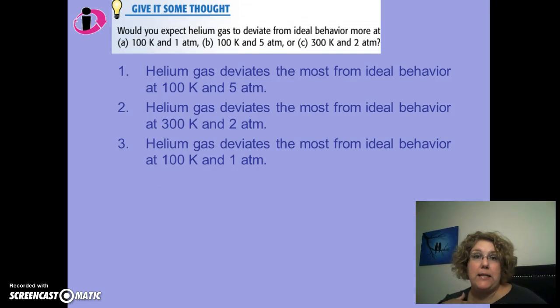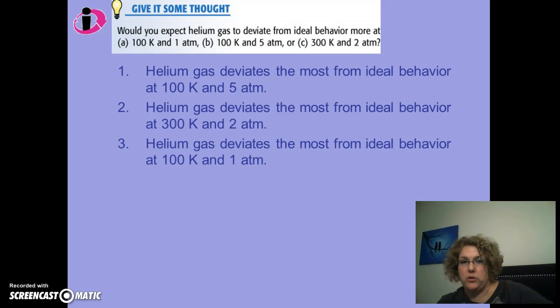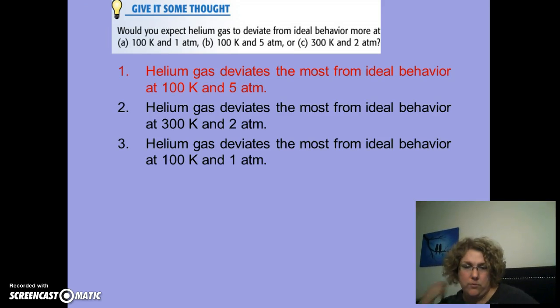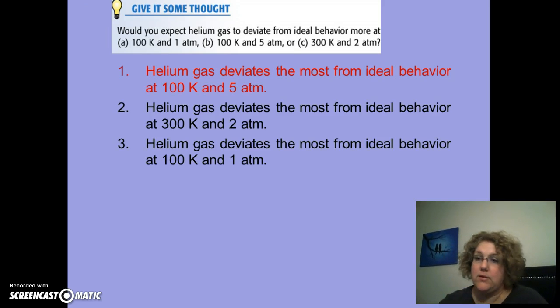All right, would you expect helium gas to deviate from ideal gas behavior more at 100 Kelvin and 1 atm, 100 Kelvin and 5 atm, or 300 Kelvin at 2 atm? This is once again just seeing if you know when gases deviate the most from ideal gas behavior, and that is at low temperatures and high pressures. Okay, so the first one is our lowest temp and the highest pressure. Okay, that's when the helium will disobey the ideal gas law the most.